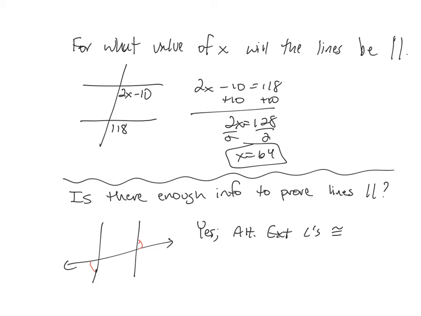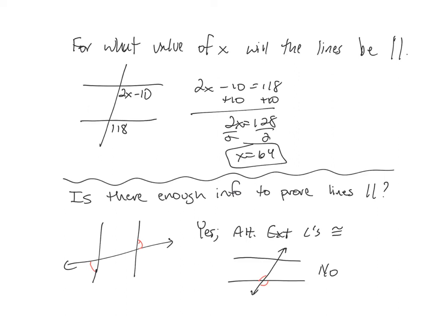So one of the popular ones that this book likes to do that is incorrect is they'll mark like that. Well, that's true. Those are vertical angles. They are congruent, but I don't know anything about the angles on the other line. So this one is no. There's not enough information. Okay?